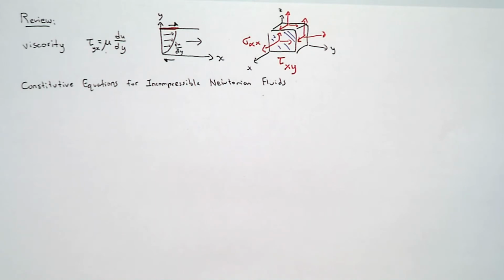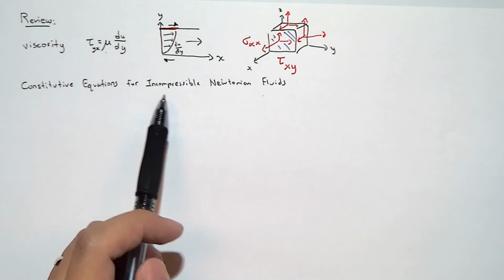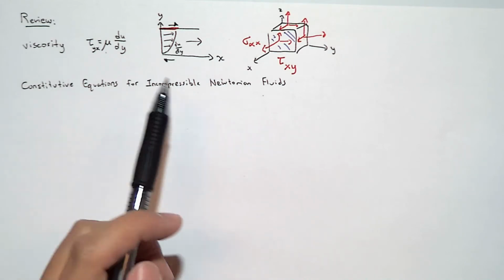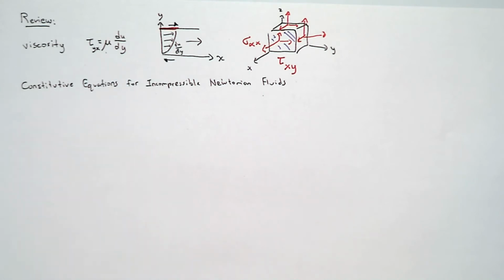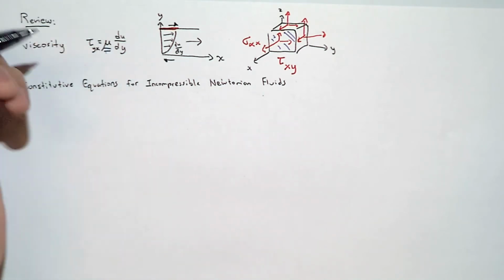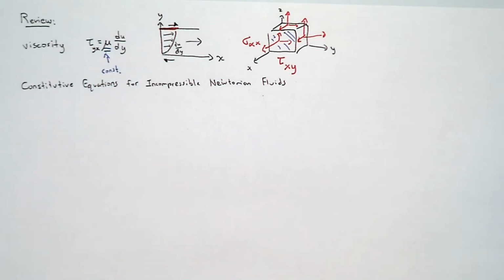Now, these constitutive equations are essentially giving us our stress tensor. Incompressible means that they don't expand or contract with pressure, so density can be treated as a constant. Newtonian means that this viscosity value is a constant. Non-Newtonian fluids don't have constant viscosities. It changes with respect to shear stress.